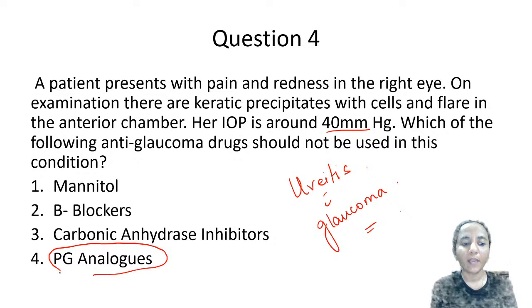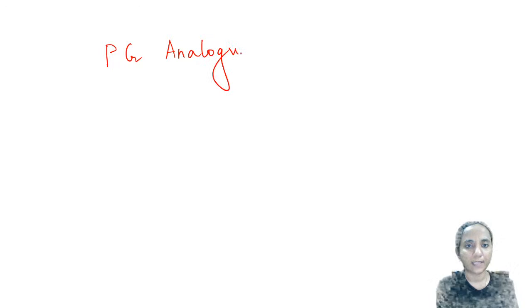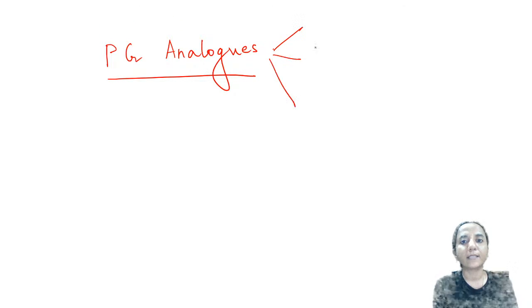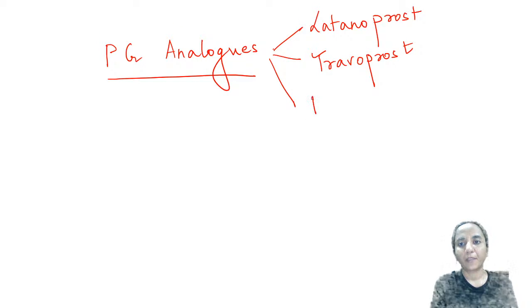Now, why are we choosing PG analogs as our answer? Let us quickly go through which are our PG analogs. All of you know which are the prostaglandin analogs that are used in glaucoma. The common ones are latanoprost, travoprost, and bimatoprost, right? These are our PG analogs.